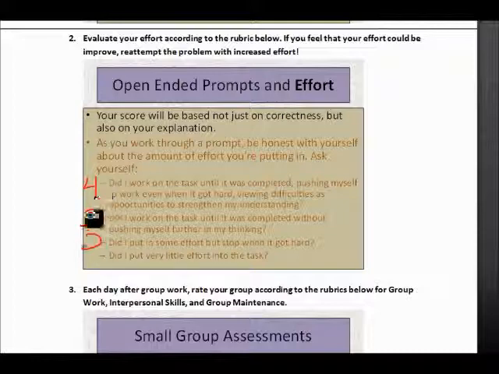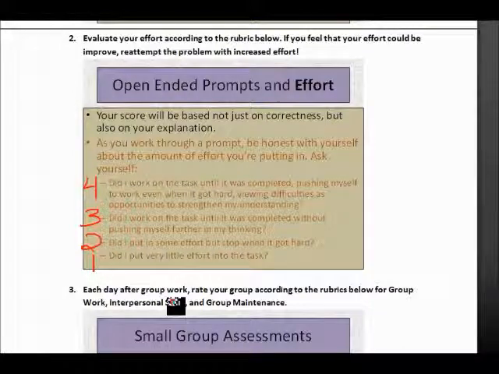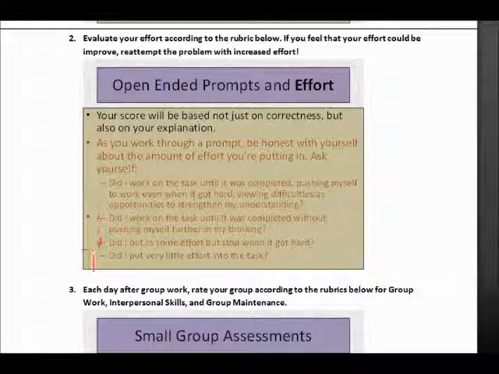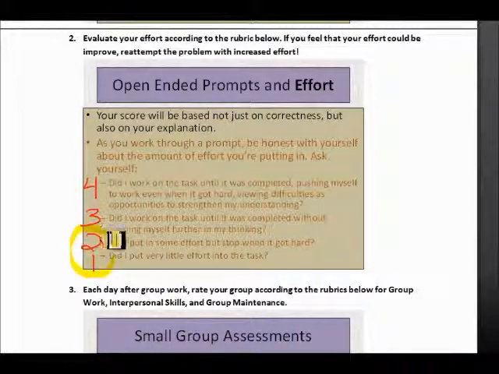So we said if we're scoring a 4, 3, 2, 1 on the effort rubric, did you work on the task till it was completed? Did you push yourself to work even when it got hard? Did you work on the task until it was completed but didn't really push yourself further? Did you put in some effort but stop when it got hard? Or did you put little effort into the task? If you find that you're scoring yourself a 2 or a 1, I would consider reattempting that problem with increased effort. And do be honest with yourself on that.